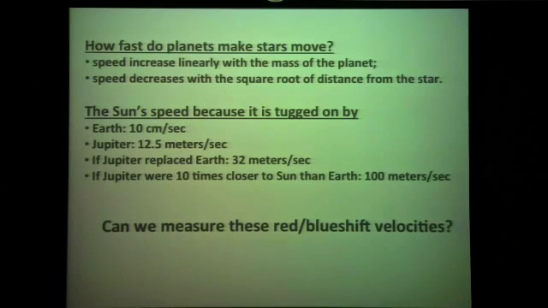How fast does the Earth make the sun move? Well, we know the Earth's mass, we know the sun's mass, we know the Earth's distance from the sun. The Earth makes the sun move 10 centimeters per second. Not much. How fast does Jupiter make the sun move? 12 meters per second. If you replace the Earth with Jupiter, Jupiter's 318 times the mass of the Earth. How fast would Jupiter make the sun move if Jupiter were where the Earth is? 32 meters per second. If Jupiter were 10 times closer to the sun than the Earth is, how fast would Jupiter make the sun move? 100 meters per second. Could we measure that?